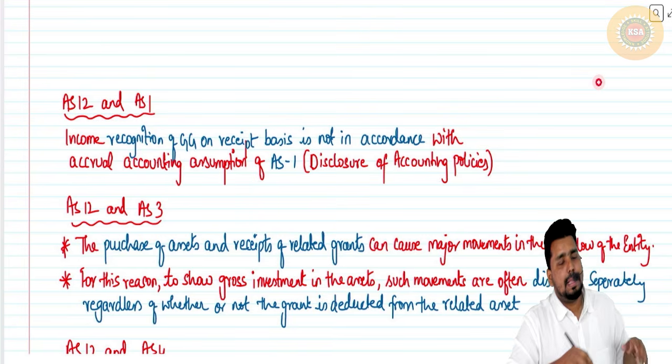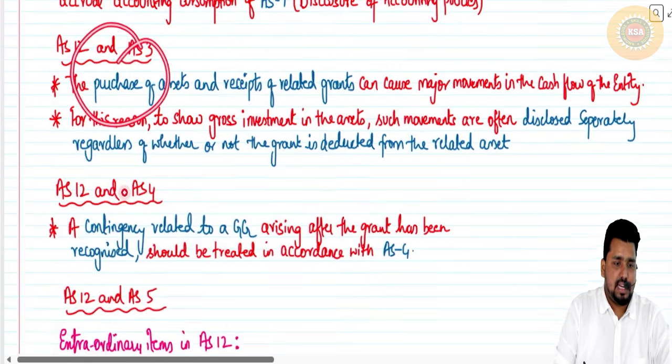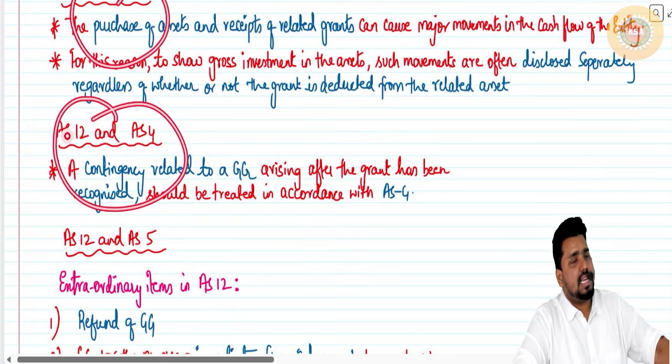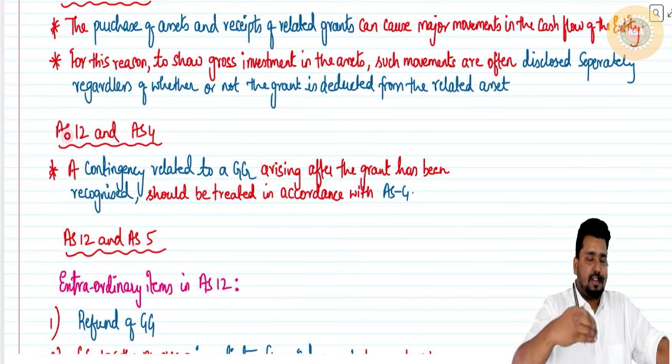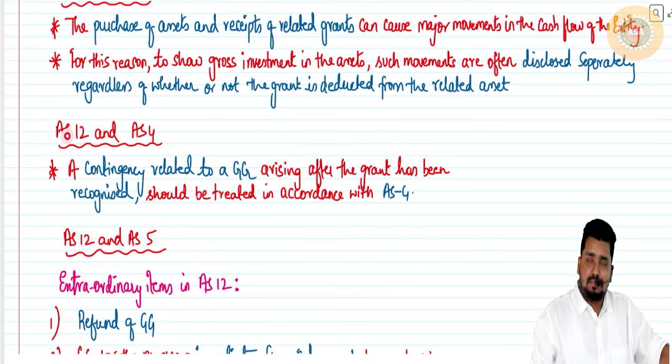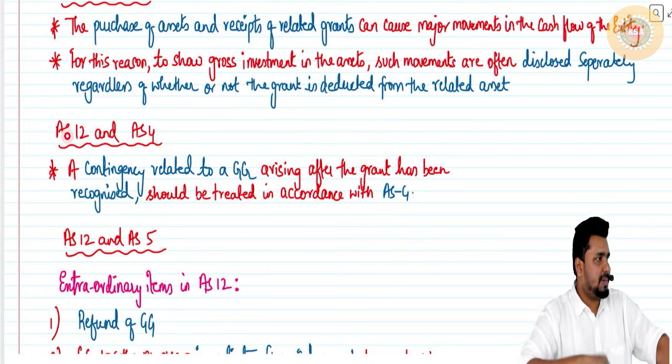Clear or not clear? Hello, that's what they would have said here. AS12 and AS4. What is that? AS12 and any country. I passed one entry for government grant. After passing, after 31st March, on the night of 31st March at 12 o'clock itself, these people will prepare the financial statement.